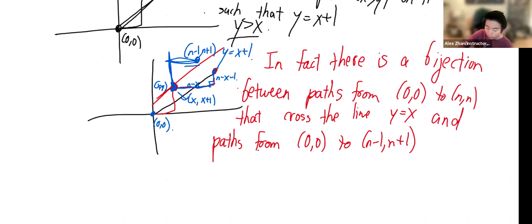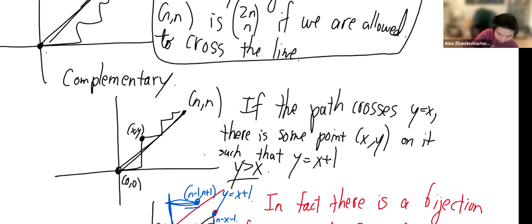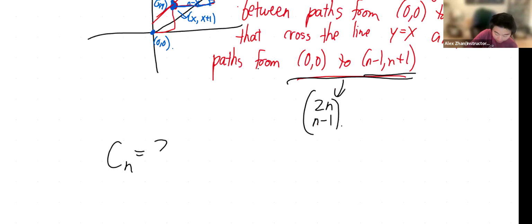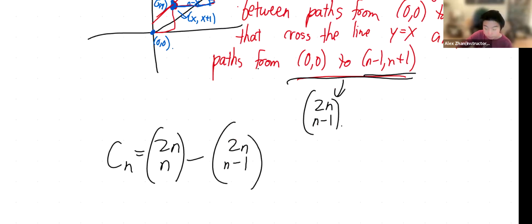n, n that cross the line, all we need to do is count the number of paths from 0, 0 to n minus 1, n plus 1. And this quantity is in fact just 2n choose n minus 1. So then that means that Catalan number n is just equal to 2n choose n minus 2n choose n minus 1. Does everyone agree with this one? Yes. Okay. In fact, you could actually simplify it a bit into 1 over n plus 1 times 2n choose n.